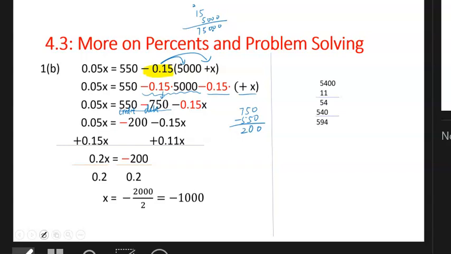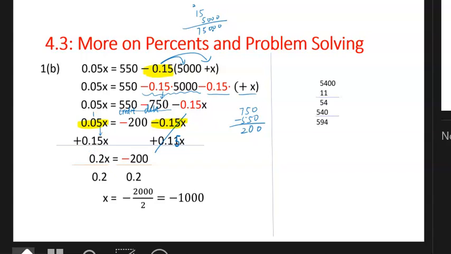Now, since we have x's on both sides, we have to get rid of one of the x's. So I added, and this should be 0.15 here, so I added 0.15x to both sides. They cancel out. And these two, after we add them, 5 plus 5 equals 10. We write down 0, put a 1 there. 1 plus 1 is 2. So that's why we get 0.20, but this 0 doesn't do anything, so we can just write it as 0.2x.